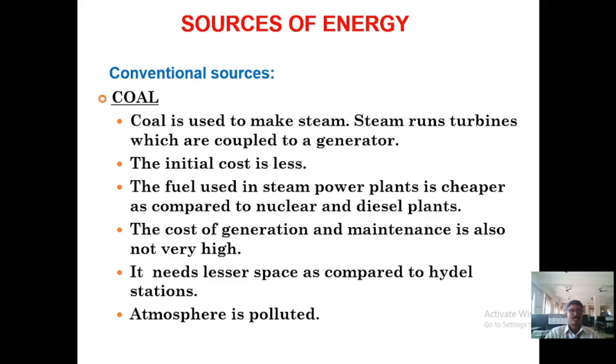The first one is the conventional energy sources. The main source is coal. Coal is used to make steam. The steam runs turbines which are coupled to a generator. In the power plant structure, the source is connected to the prime mover. The prime mover gives mechanical energy to the alternator or generator. The alternator converts it into electrical energy. That is the main function of an electrical power plant.